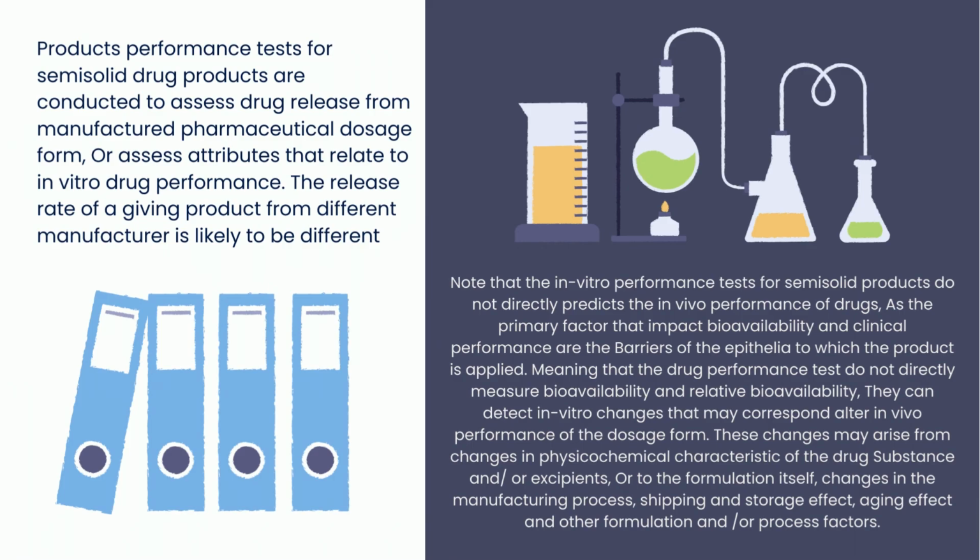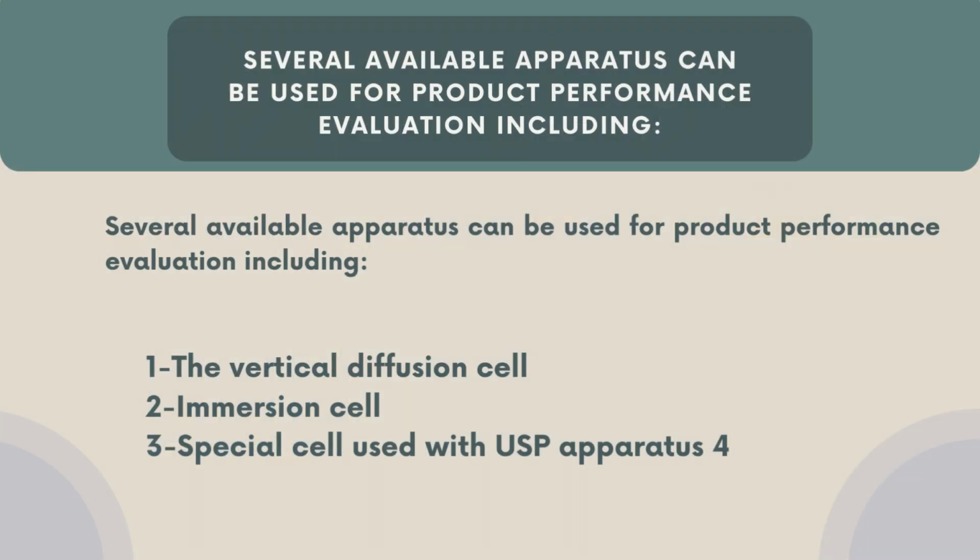They can detect in vitro changes that may correspond to alterations in the in vivo performance of the dosage form. These changes may arise from changes in physicochemical characteristics of the drug substance and/or excipients, or the formulation itself. Changes in the manufacturing process, shipping and storage affect aging effects and other formulation and/or process factors. There are several available apparatus that can be used for product performance testing, and they include the vertical diffusion cell, immersion cell, and special cell used with US Pharmacopoeia apparatus 4.